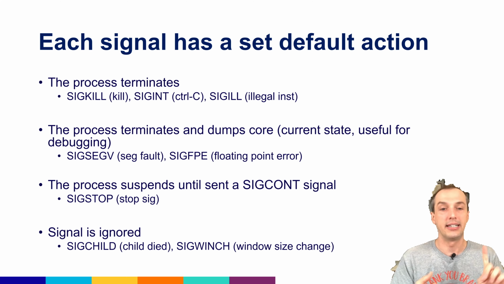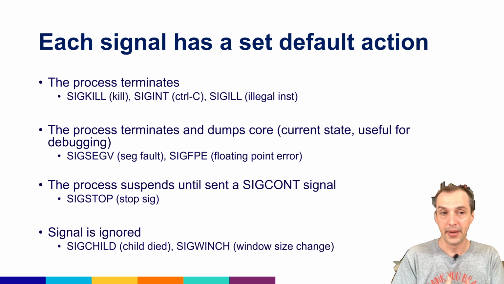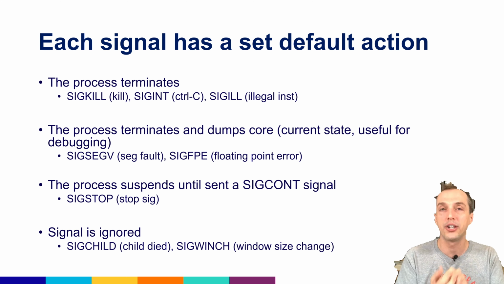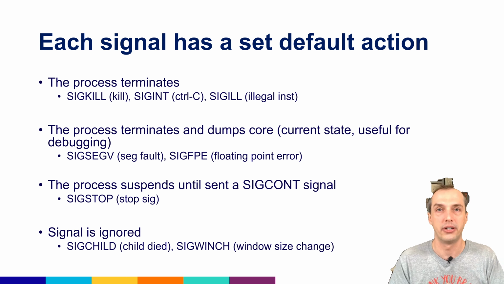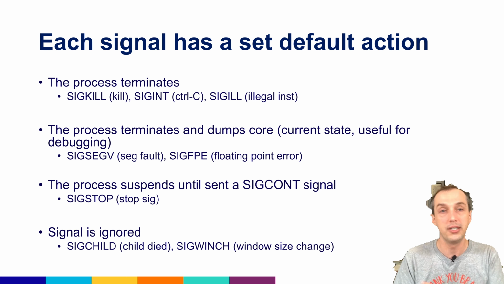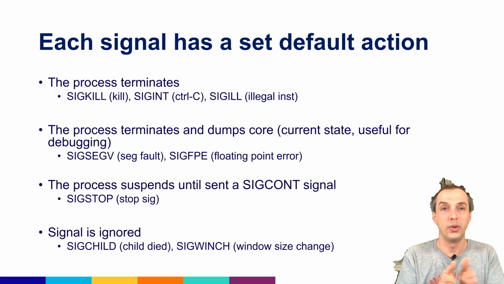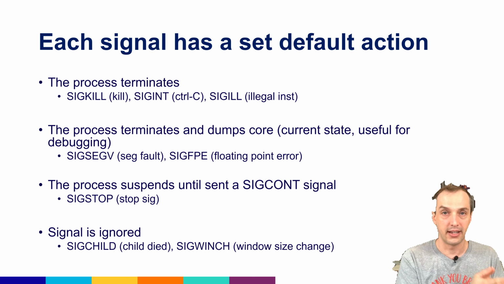Certain things like SIGKILL and SIGSTOP cannot be changed. You cannot change what your user level code is going to do as a result of a SIGKILL or as a result of a SIGSTOP. Your process will be put to sleep in the SIGSTOP situation. Your process will be terminated in the SIGKILL version.